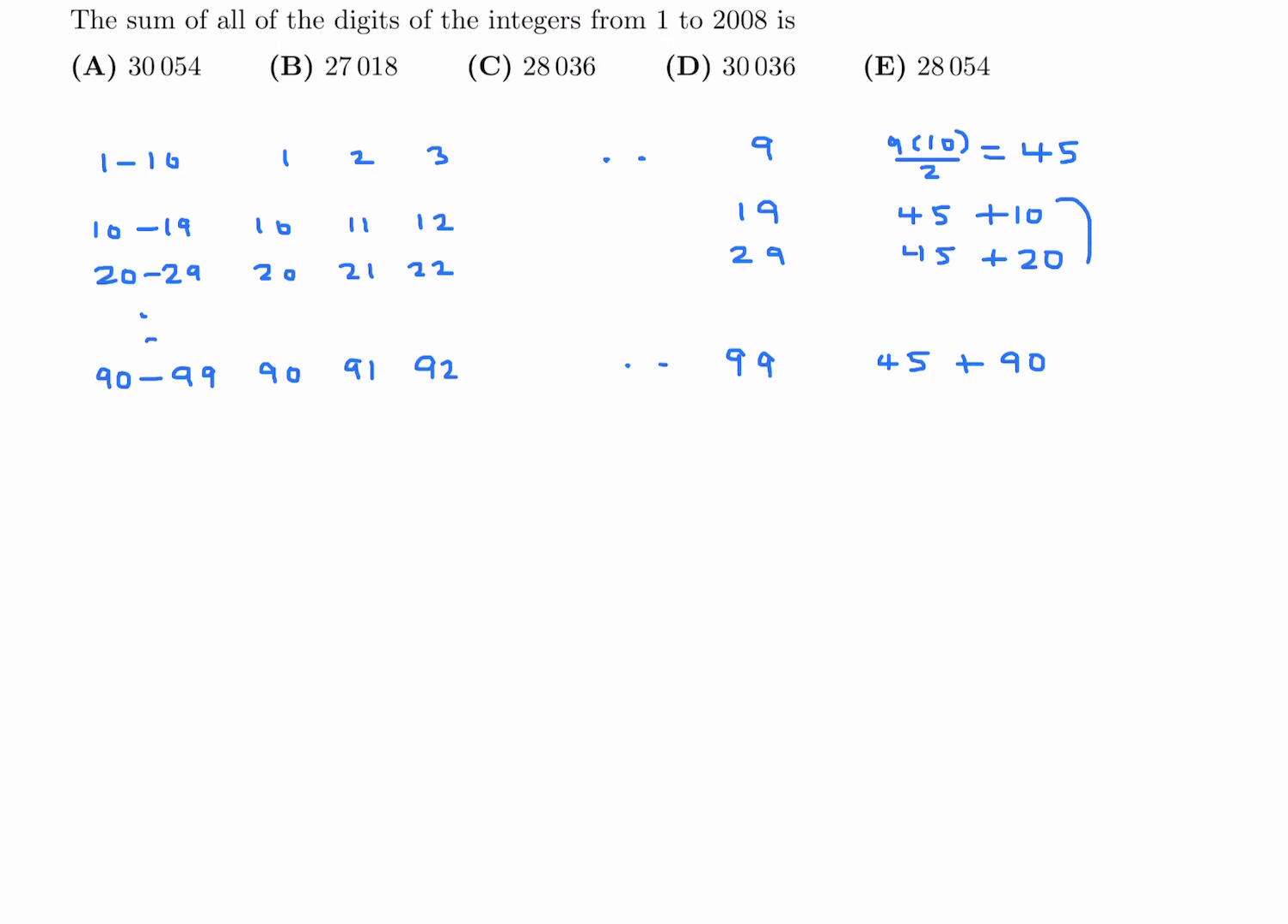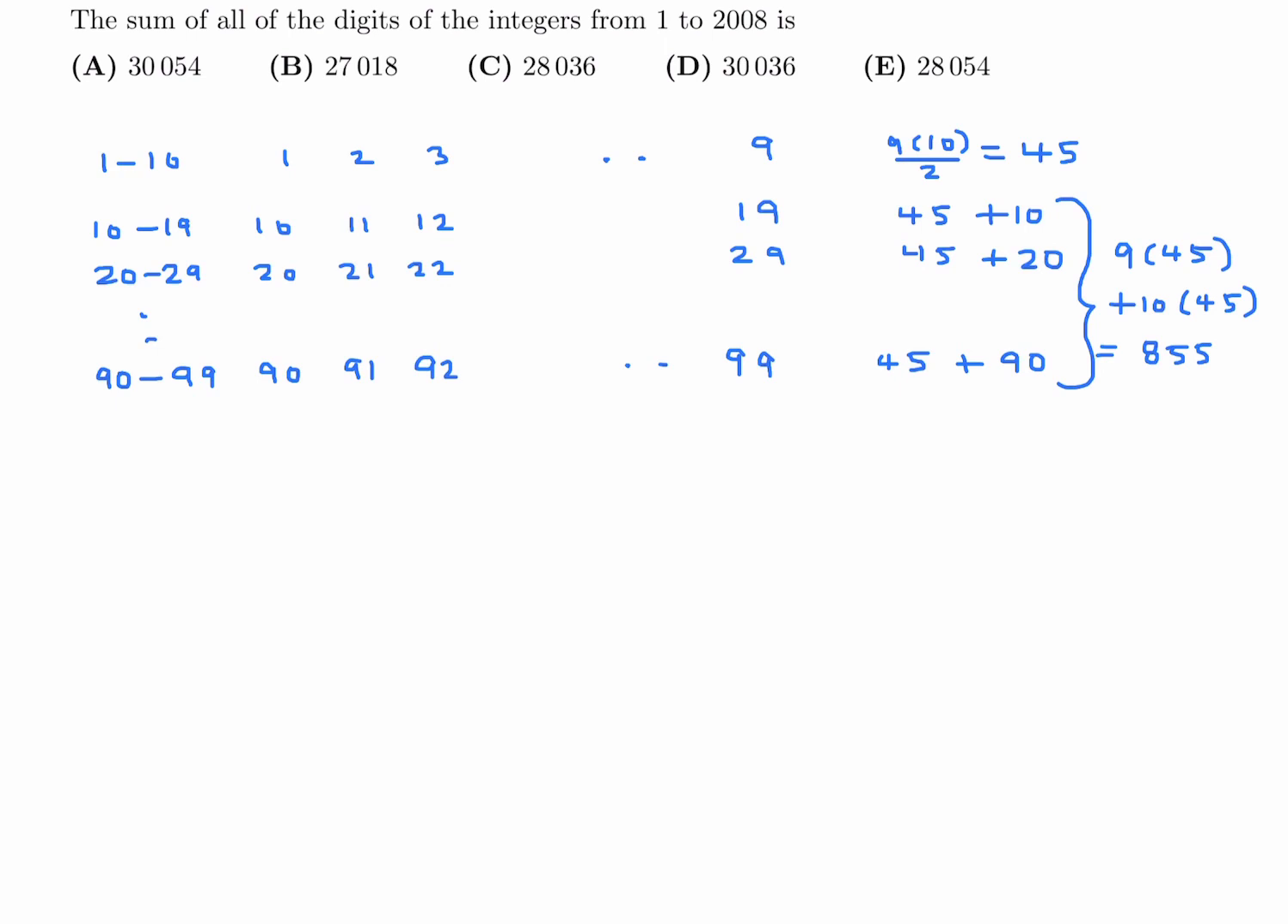So if you add them all up, how many 45s do we have? Well, we have 9 of them. So 9 times 45. And then 10 plus 20 plus all the way up until 90 is really just 10 times 45, because if you factor out a 10, it's like 1 plus 2 plus 3 all the way up until 9. And therefore this is going to be 855. All right, so that takes care of that one.